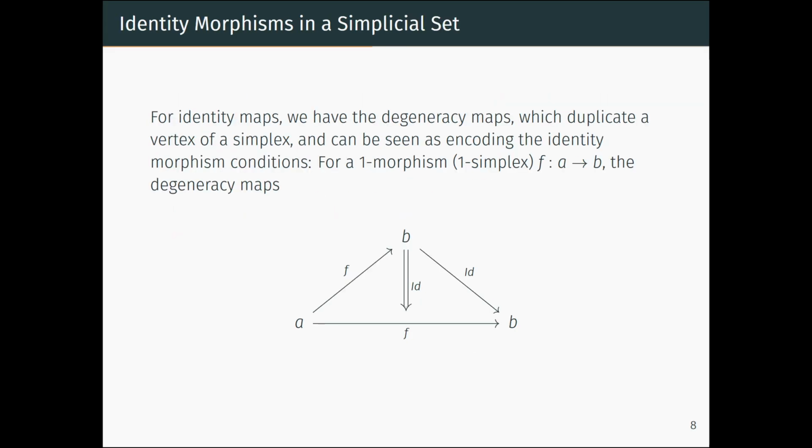For identity morphisms, these degeneracy maps actually encode this. We can duplicate a vertex, and that can be seen as saying we take a map and stick an identity morphism somewhere, and then there's an identity two-morphism, which is our homotopy with the original map.